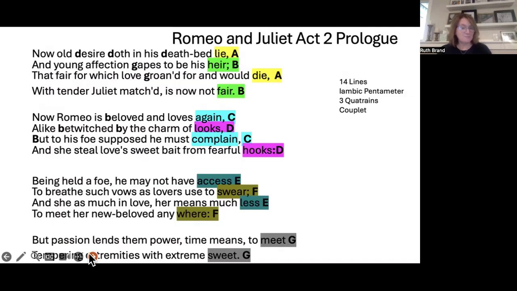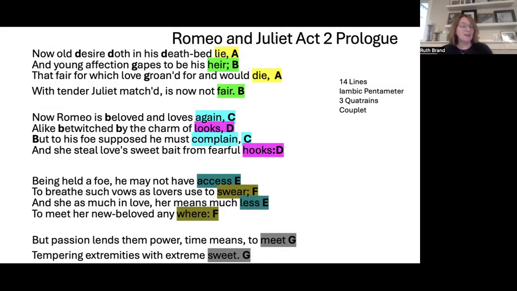That is dead. Let me pause the video just for 1 second. Okay. His love for her has died. He no longer loves Rosaline. Now he loves Juliet. You're going to see that in that first stanza.